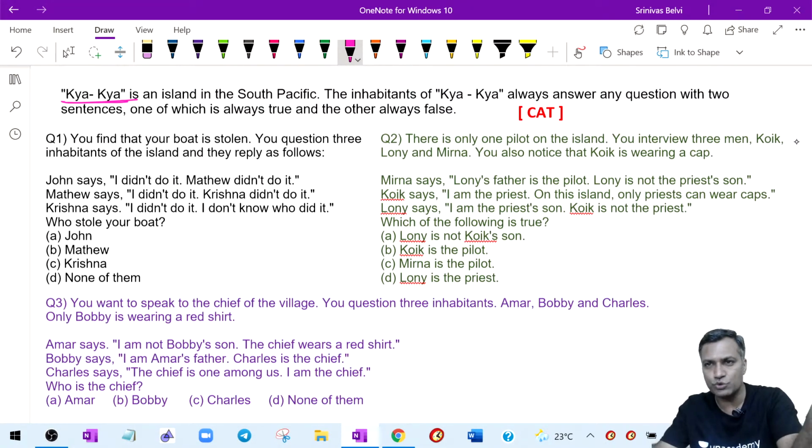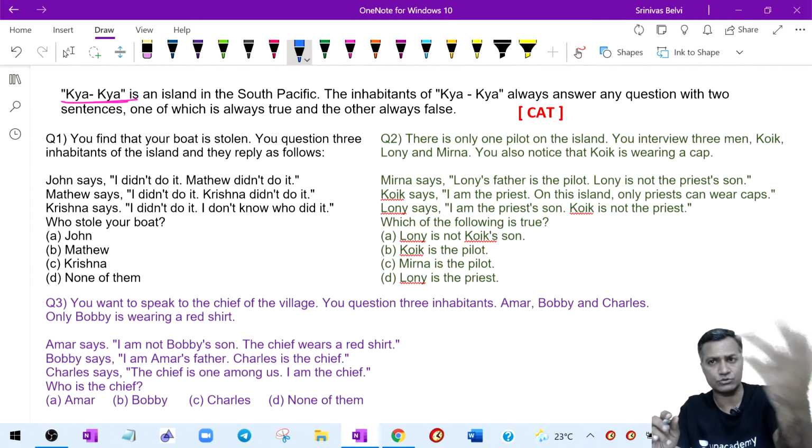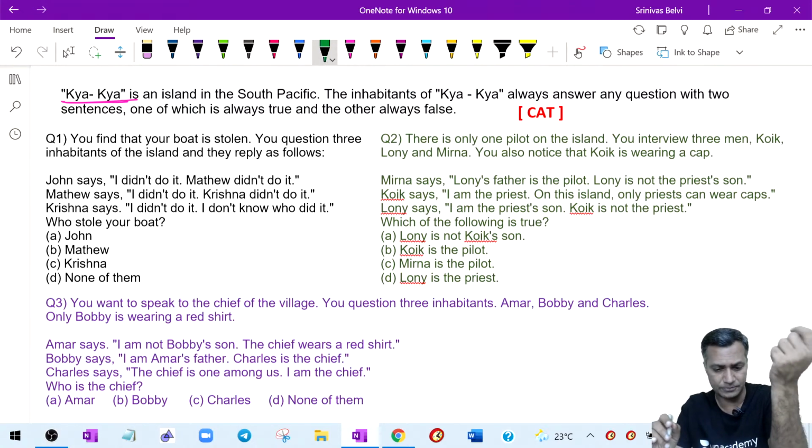For what reason they use this Katya Island, I don't know. Right now, this island does not exist, I guess. I tried to Google a long time back. This island actually does not exist. Doesn't matter. But CAT has given this Katya Island many times. They use this particular island many times.